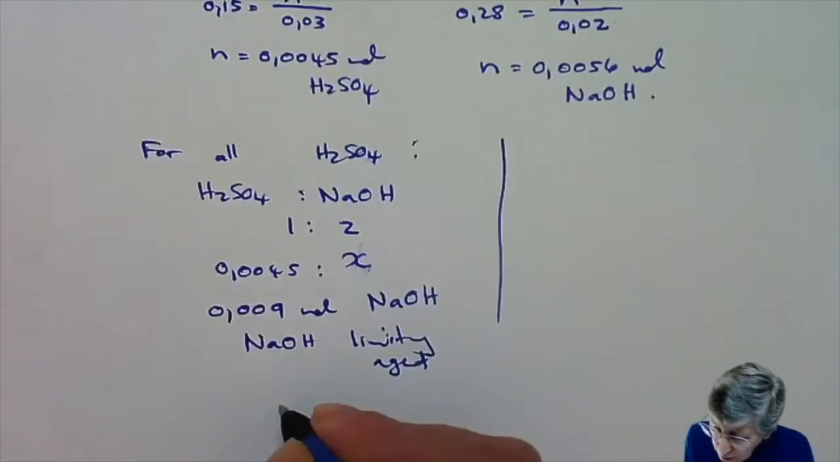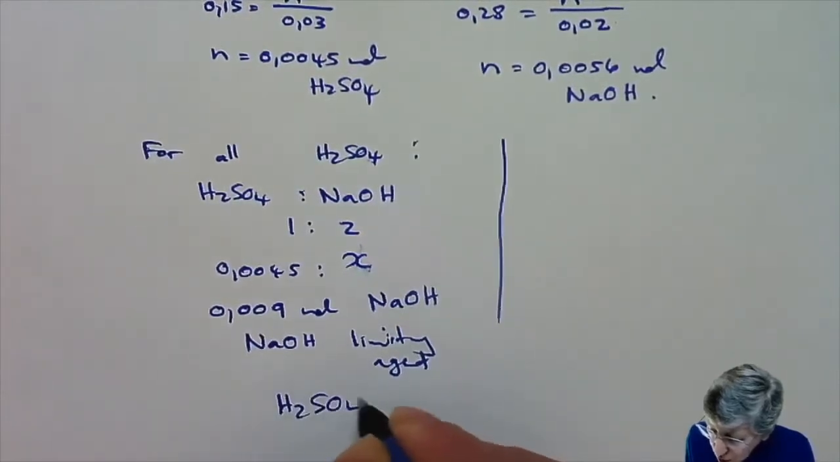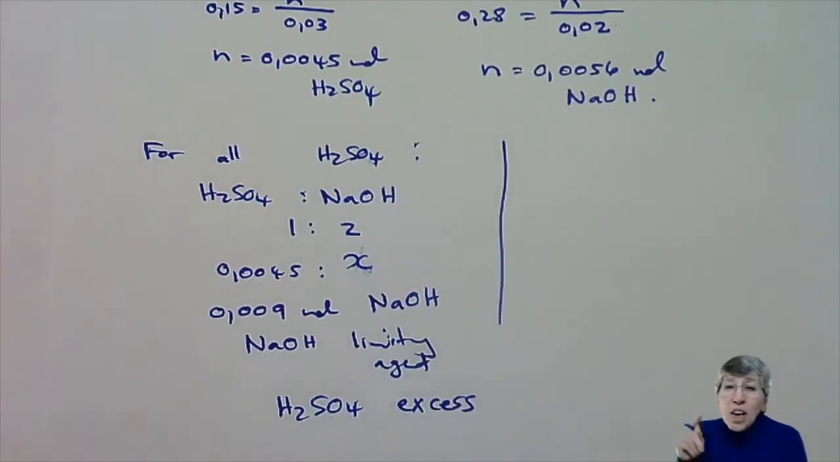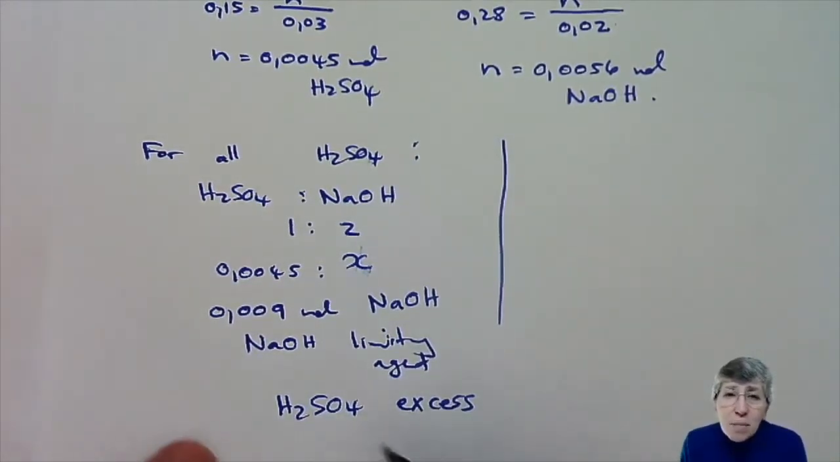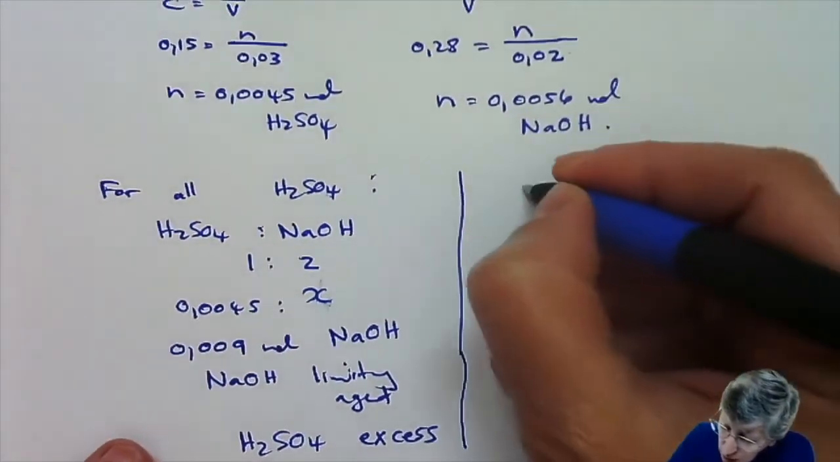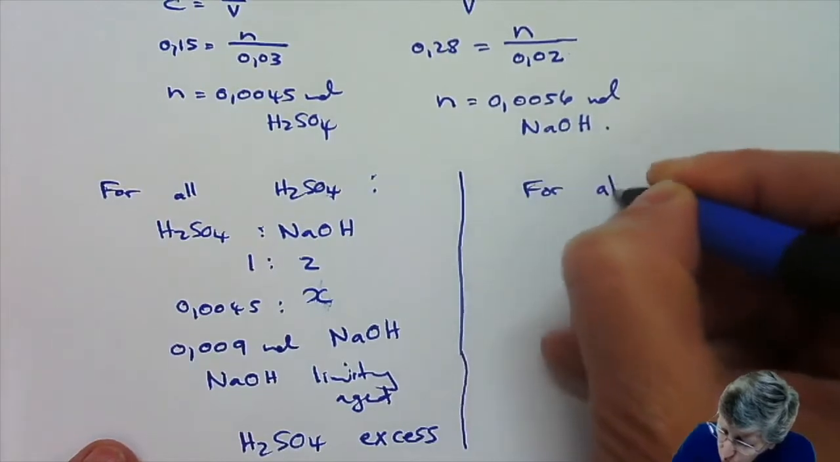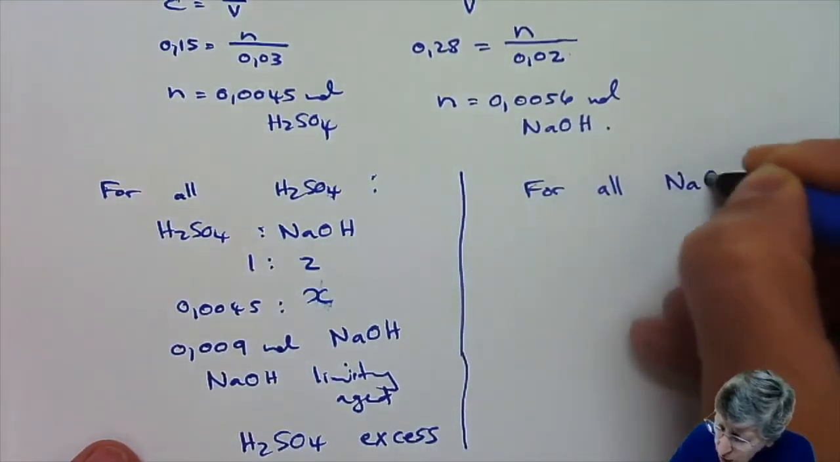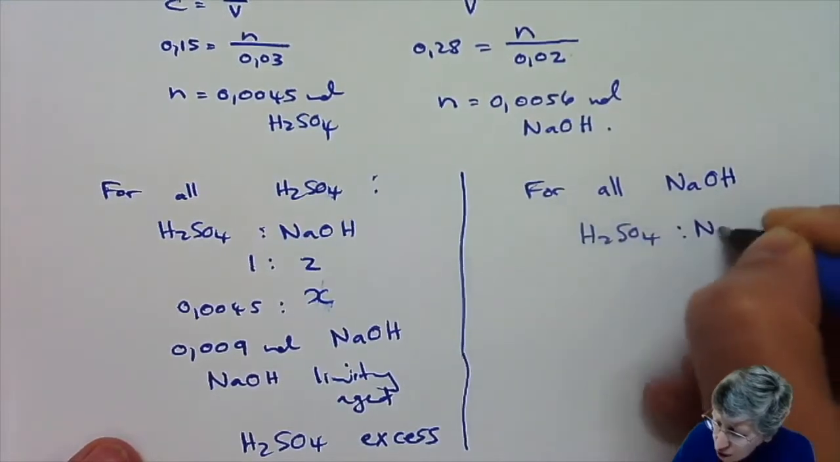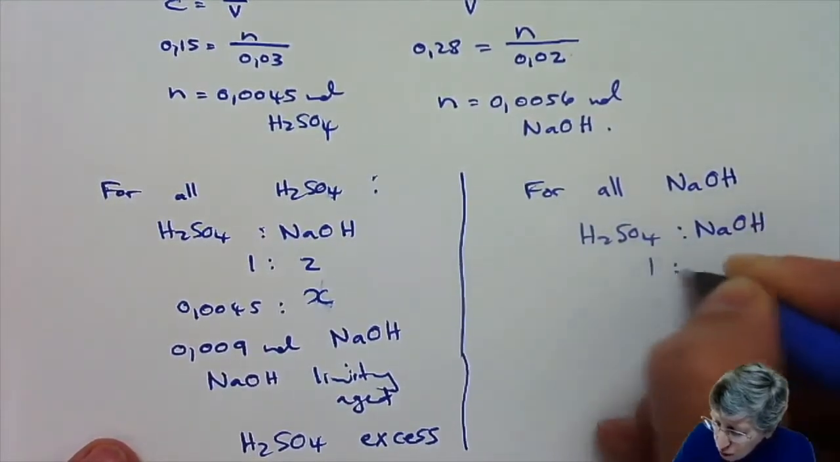Right, and immediately H2SO4 is the one in excess. So I can already tell you the final pH will be less than 7 because the acid is in excess. Right, but let's do it the other way around. Let's say for all the NaOH. Now we know H2SO4 to NaOH always reacts in the ratio 1 to 2.